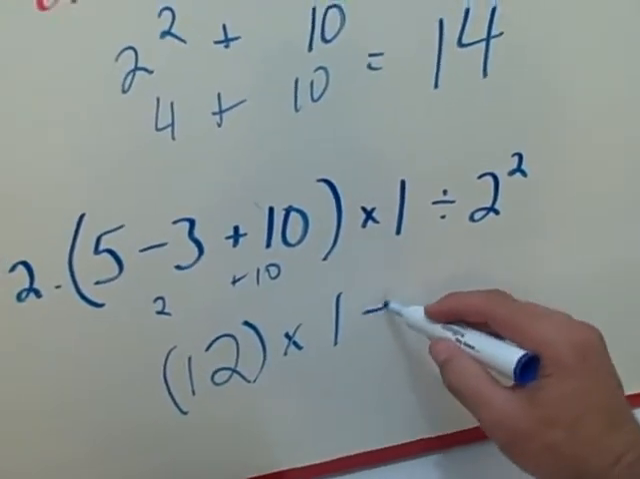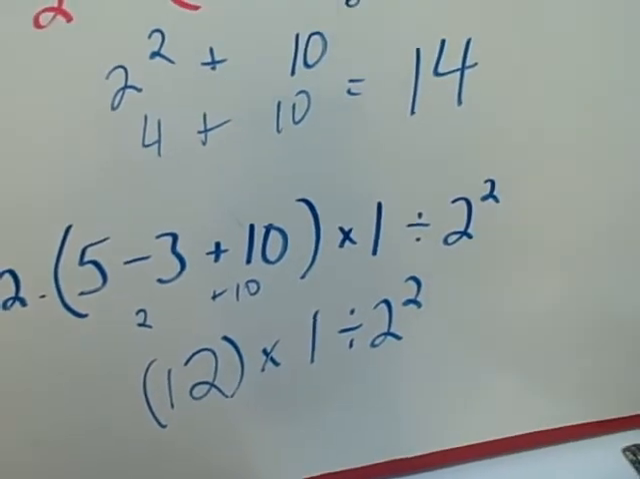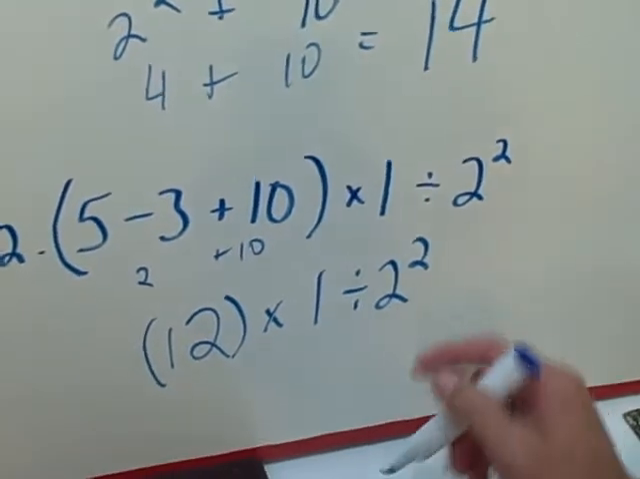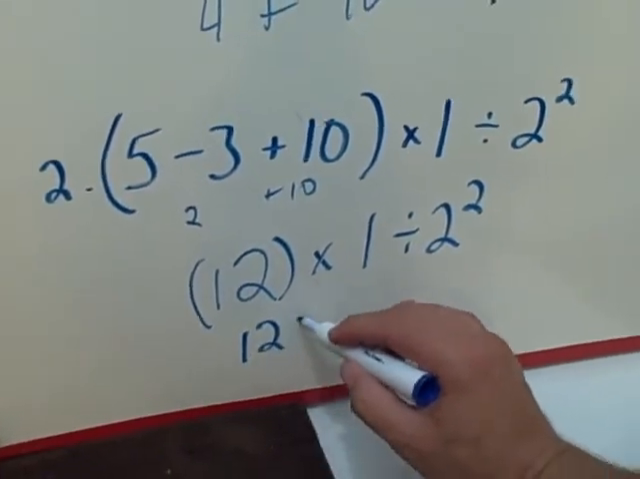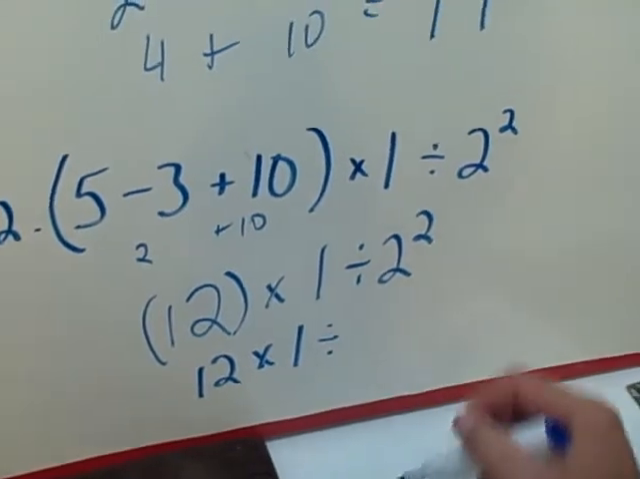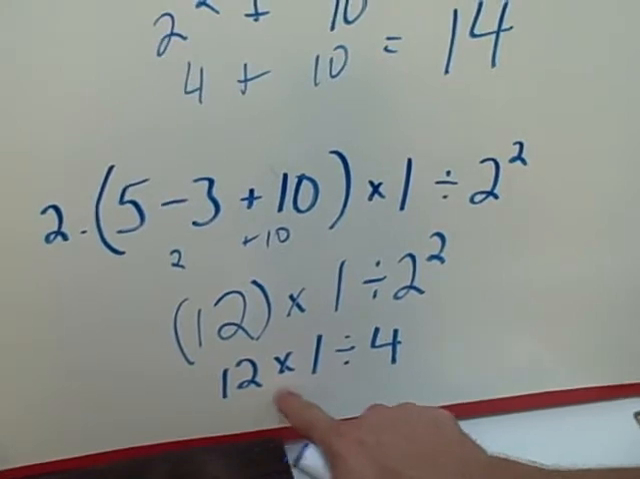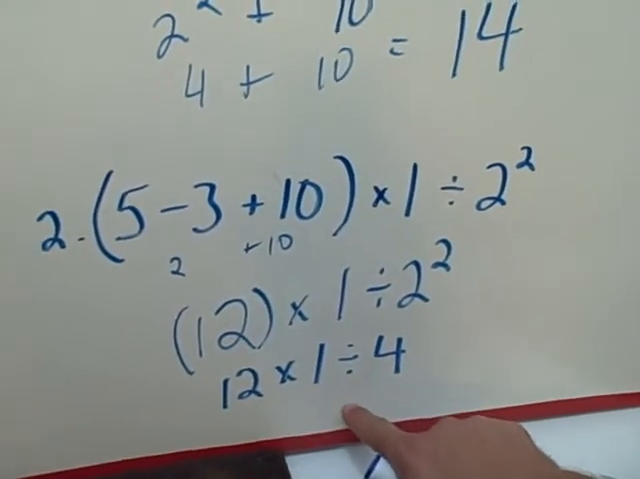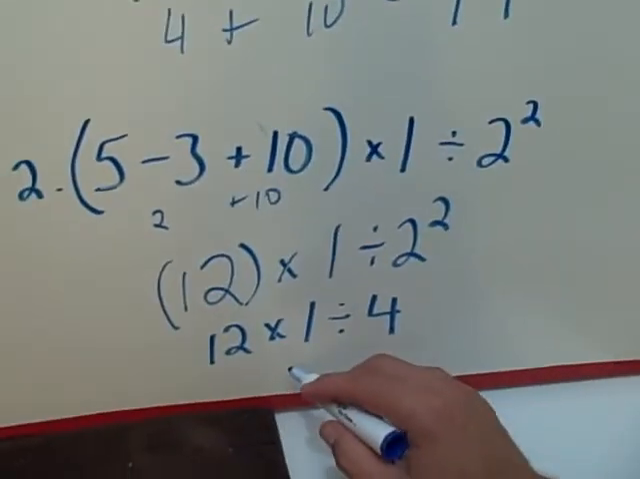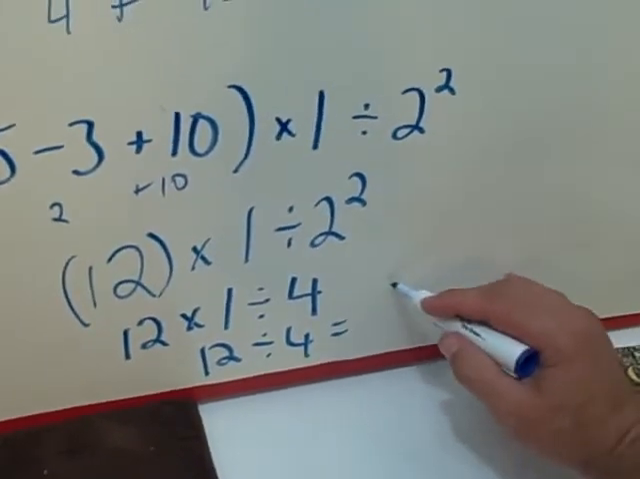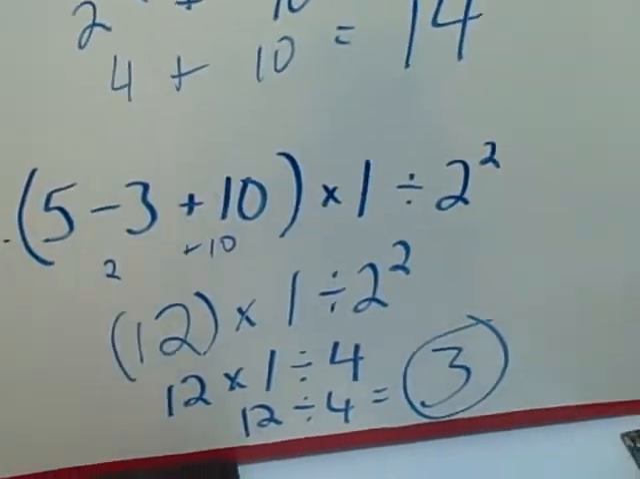We'll go in here. 12 times 1 divided by 2 squared. Okay? Here I have an exponent. Well, let's do the exponent. 12 times 1 divided by 4. Now I do from left to right since I'm in the group of multiply and divide. 12 times 1 is 12 divided by 4 equals 3. So, order of operations for all of this gave me the answer of 3. You have to do it in the right order.